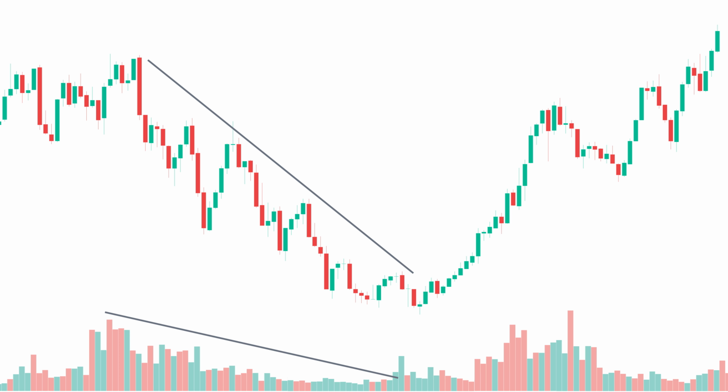It's simply telling you that the current move may be running out of strength. So the question becomes, how do we turn that warning into an actual trade? And this is where smart money concepts and volume begin working together.